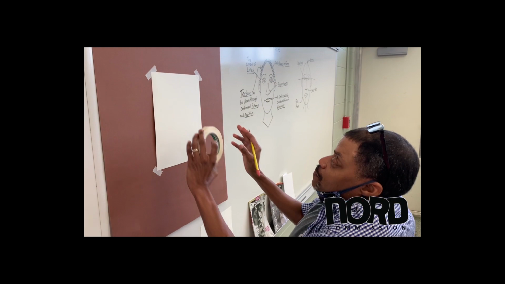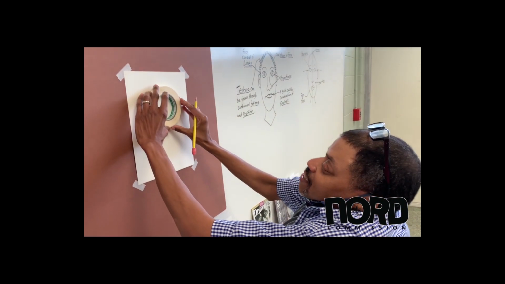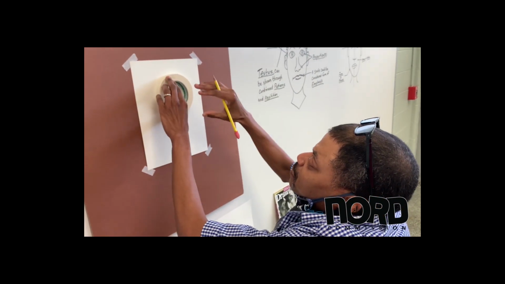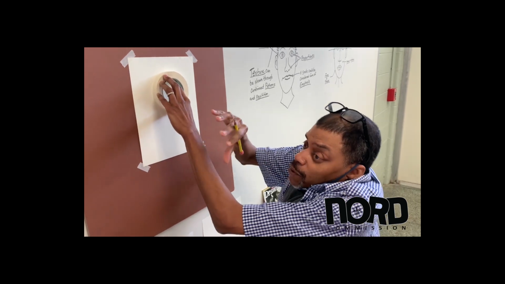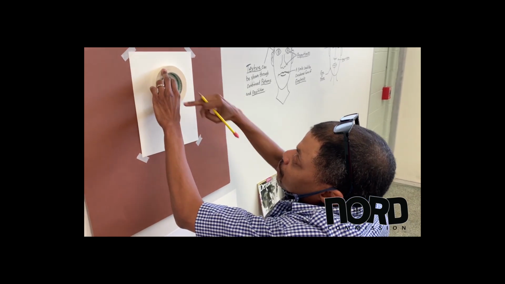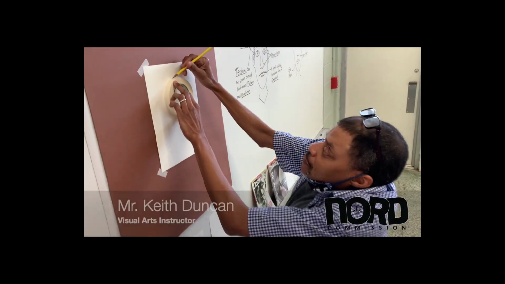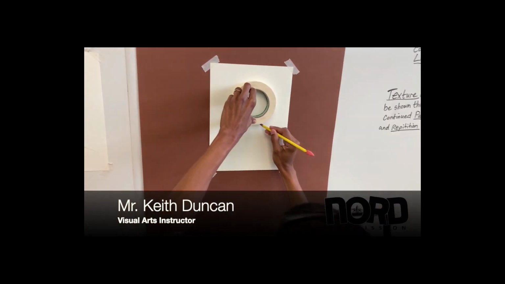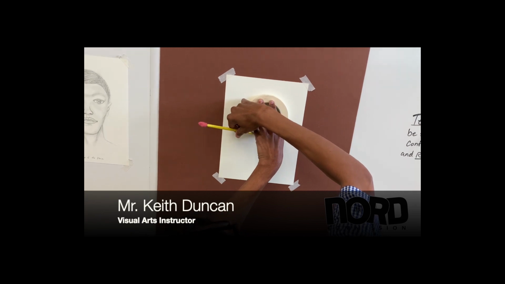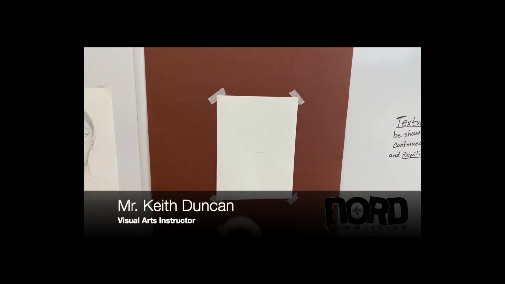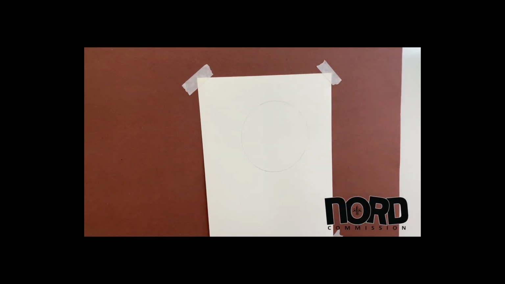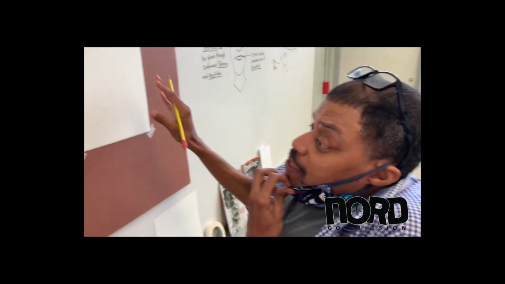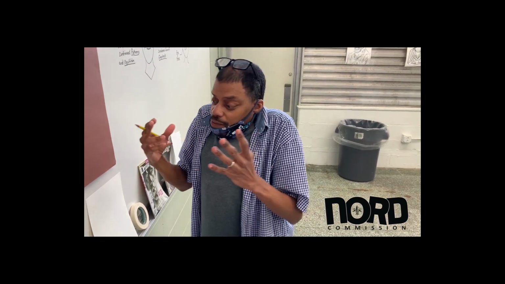Now, some people say this is cheating, but this is a good little way. You can find tape if you have a bowl. If you have any circular shape, you can start off by drawing this circle here. It's a perfect circle. And this circle is going to be the beginning of how we're going to build a face, okay?